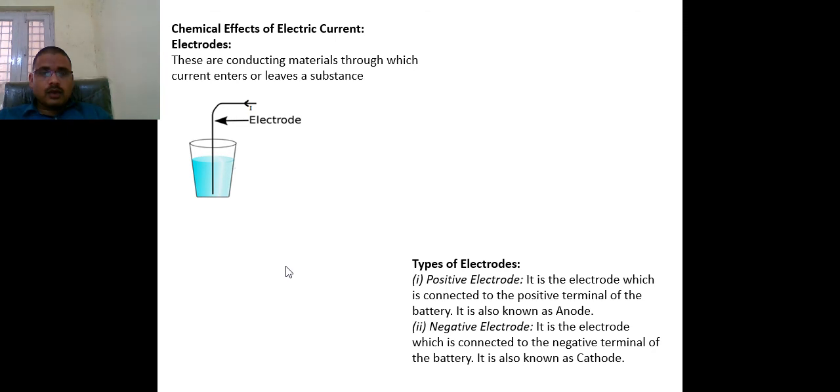Here we are talking about electrodes. These are conducting materials. That means they are materials which allow the current to pass through them, and that kind of material is basically an electrode. There are two electrodes. One is called the positive electrode, and the other is known as the negative electrode. The positive electrode is also known as the positive terminal, and the negative electrode we can consider as the negative terminal.